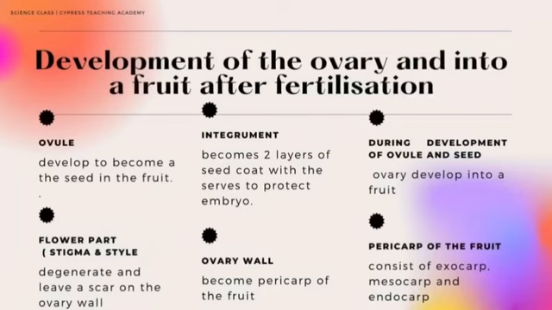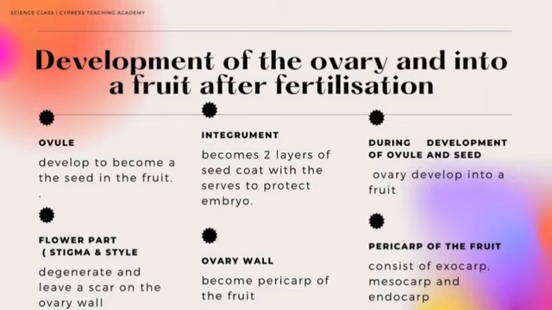Next, we're going to look at the development of the ovary into a fruit after fertilization. So it starts with the ovule that develops to become the seed in the fruit. And then the integument becomes two layers of seed coat that serve to protect the embryo. During the development of the ovule and seed, the ovary develops into a fruit. Other flower parts such as the stigma and style degenerate and leave a scar on the ovary wall.